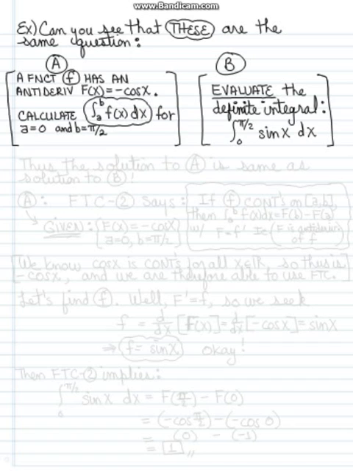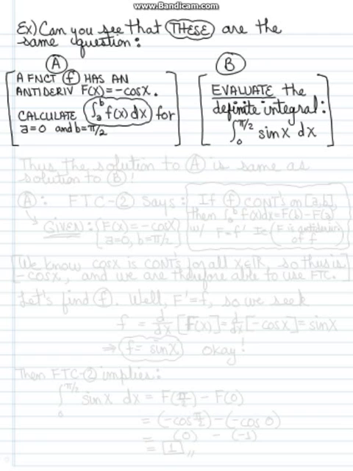Another one of these same type of question issues. Can you see that these are the same questions? Part A says, a function little f has an antiderivative, capital F of x equals negative cosine x. Now they ask us to calculate the integral from a to b of little f of x dx for a equals 0 and b equals pi over 2. Is that the same question as part B? Evaluate the definite integral from 0 to pi over 2 of sine of x dx.